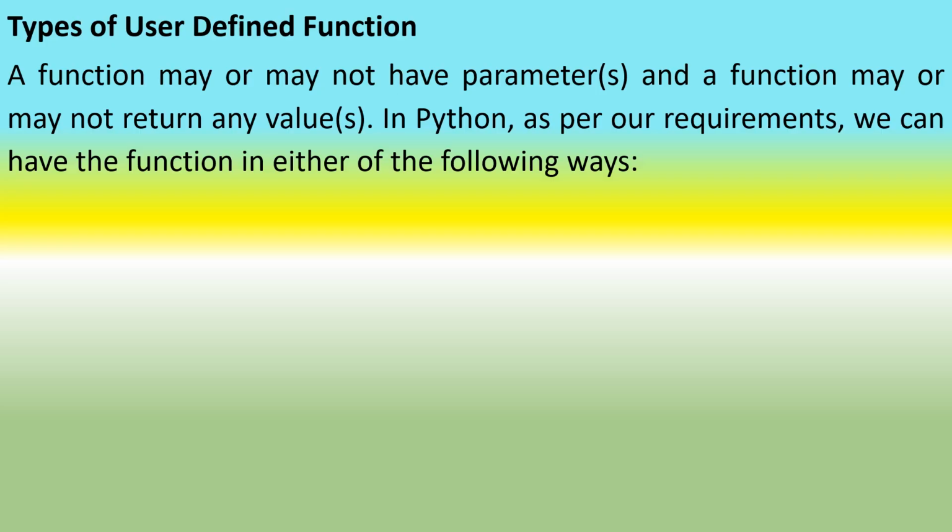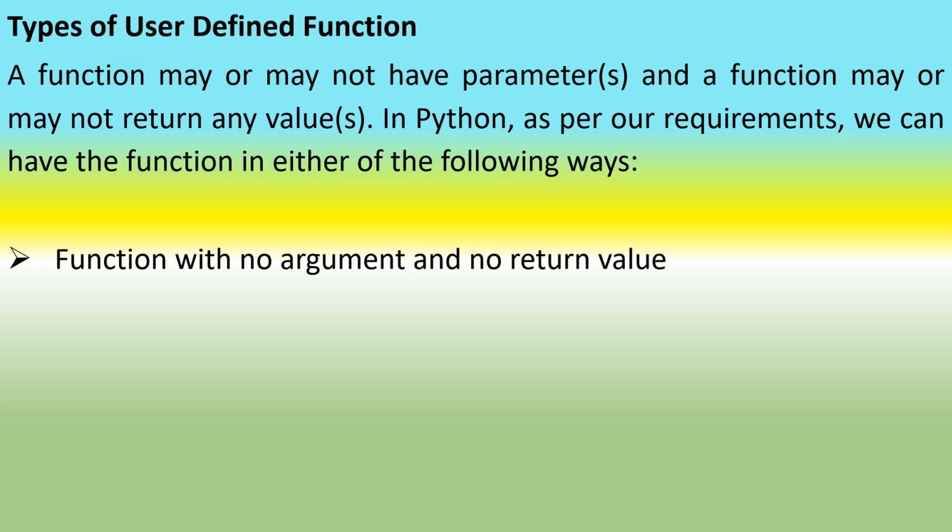Types of user-defined function. A function may or may not have a parameter or parameters, and a function may or may not return any value or values. In Python, as per our requirements, that means according to the user necessity, we can have the function in either of the following ways. Function with no argument and no return value.